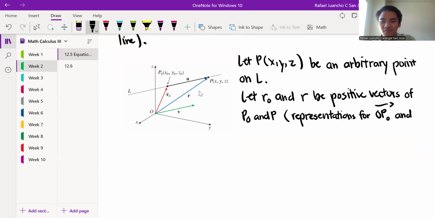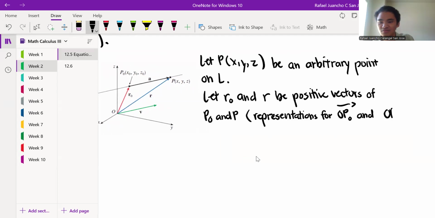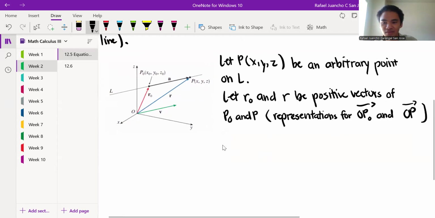And what's the other one? R, highlighting it differently. R to P. Love that. That's O to P. I'm gonna move. Voila, we have vectors.